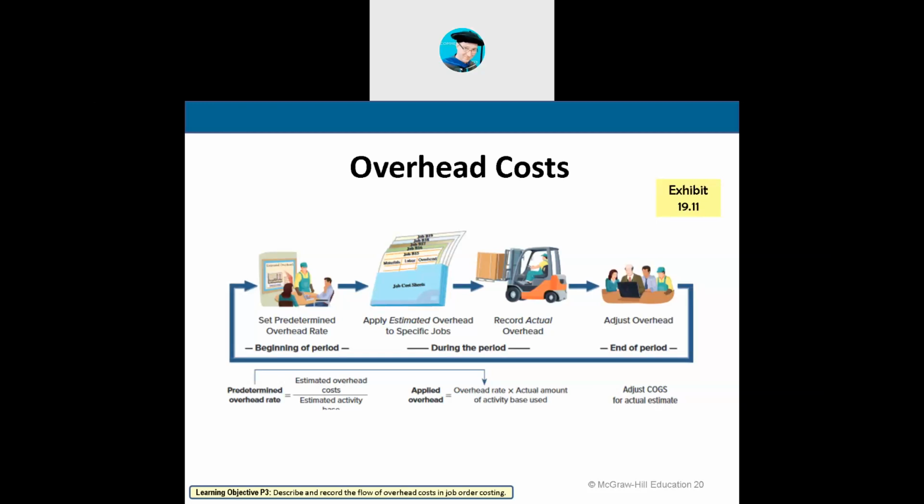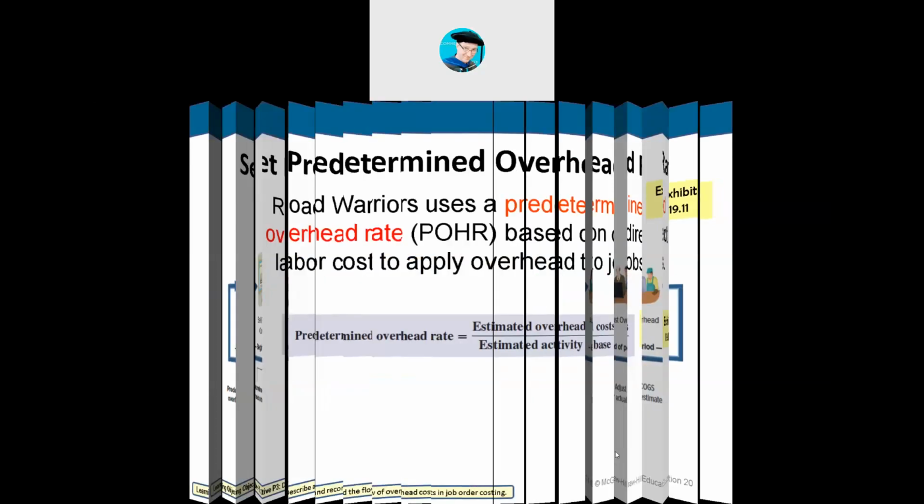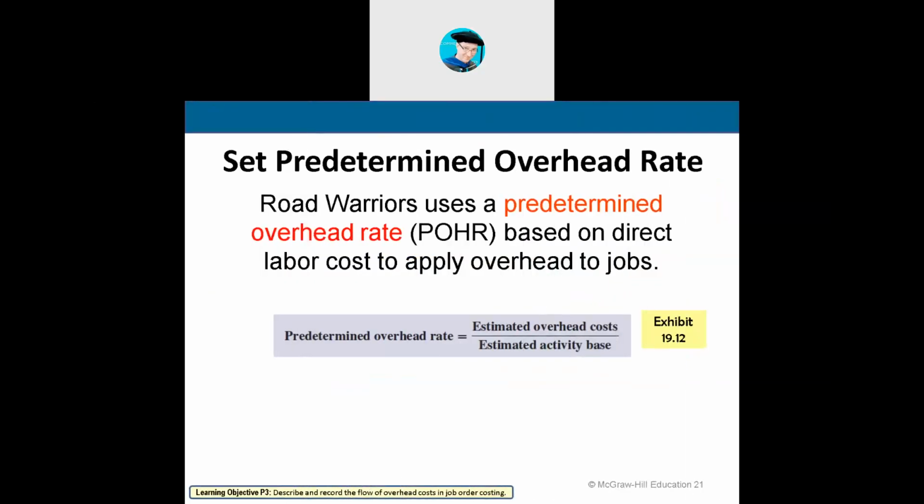Now, at the end of the accounting period, that overhead might be over or under. We call that over applied or under applied, in which case we make an adjusting journal entry, because the idea is we need to match it back up. We'll talk more about that here in a little bit.